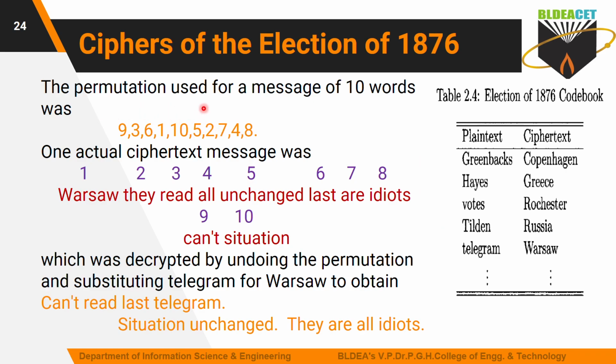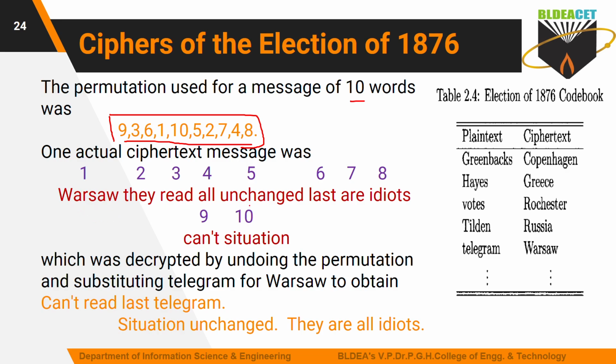So this is the permutation. As I told earlier, what is a permutation? It is the rearrangement of the sequence. Your sequence of words is actually 1, 2, 3, 4, 5, 6, but here there is a shuffling of the words. This shuffling is fixed for 10 words. So now the actual ciphertext message, whatever message you have received, is like this.